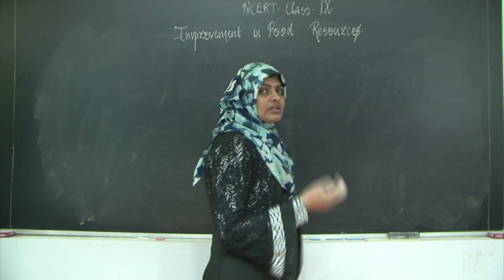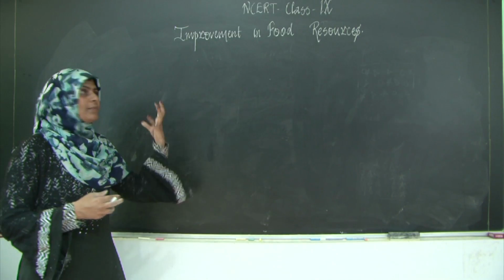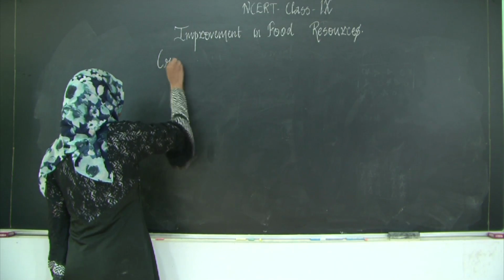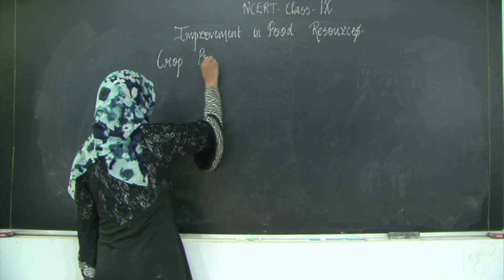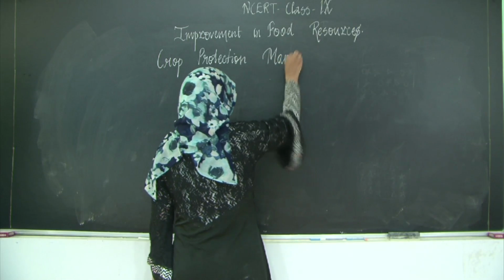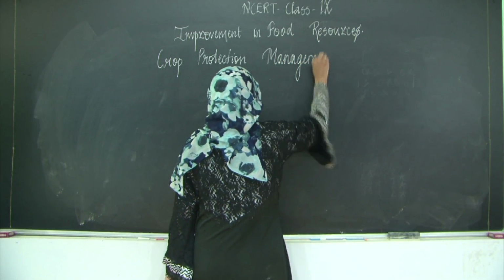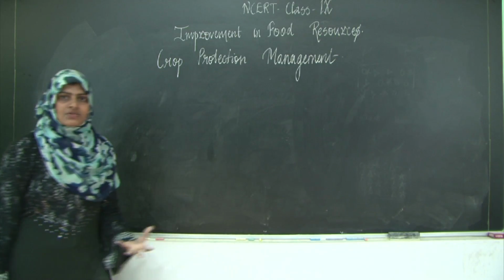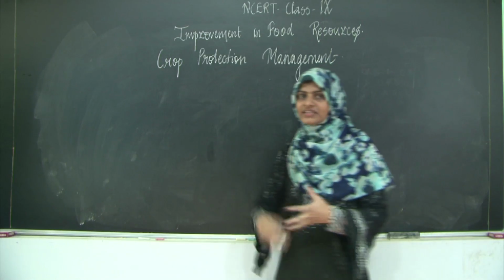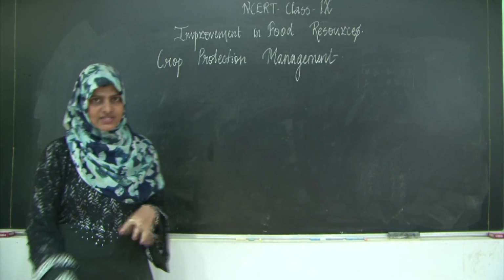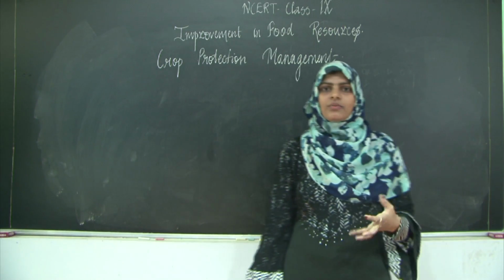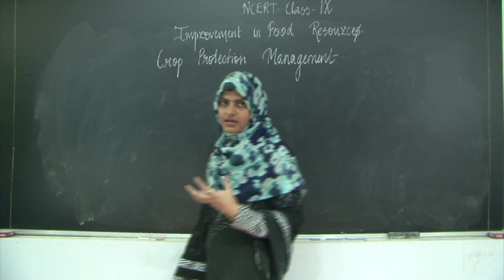Now we will start with the last type of improving the plant as a food resource, that is crop protection management. Now when I say crop protection management, what does that mean? I am going to protect the crop. There are two things by which I can protect the crop. First, when it is growing. The second, once it is harvested. So I can protect the crop in two ways, one while it is growing and the other when it is harvested. Let us take the first one, when it is growing.